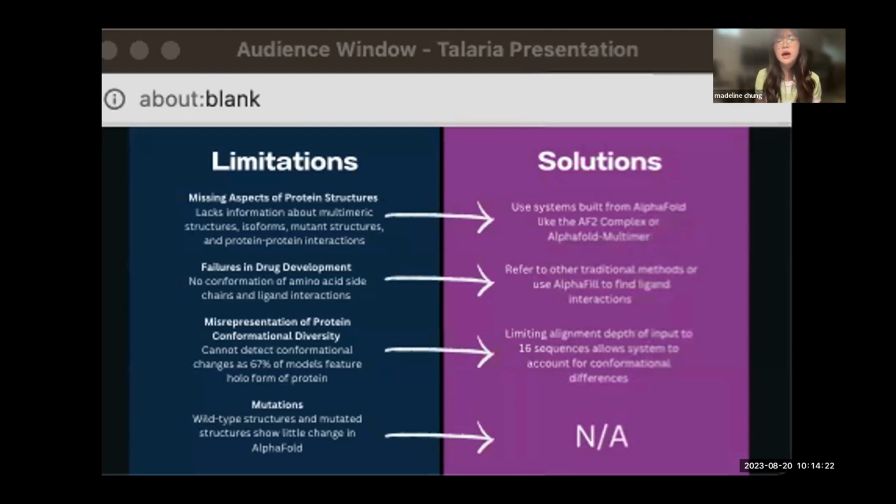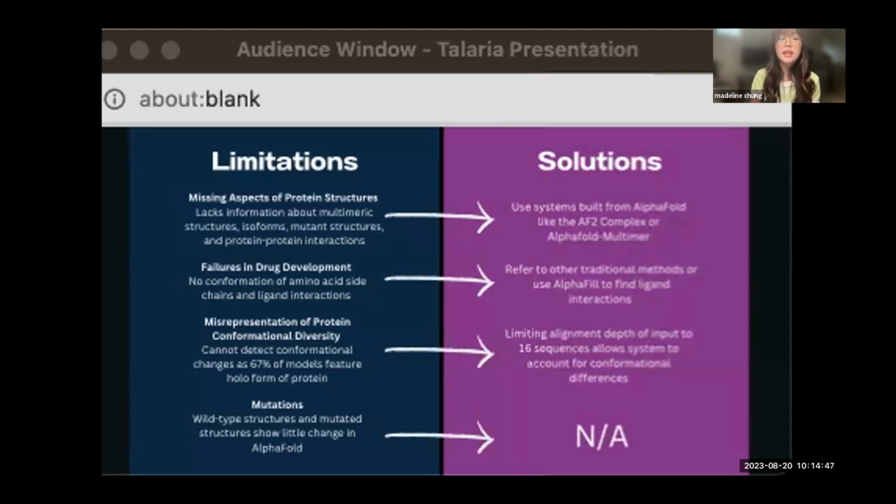And some solutions that researchers have proposed is actually trying to limit the alignment depth of the input to only 16 sequences. And this does allow the system to account for some more conformational differences, but obviously this is a huge limitation in itself, in that we have to manipulate the input there to produce the results that we want.